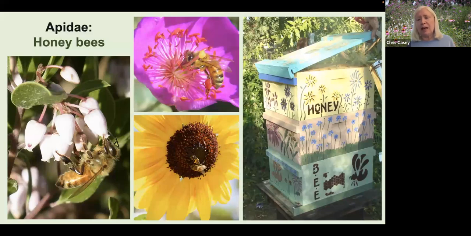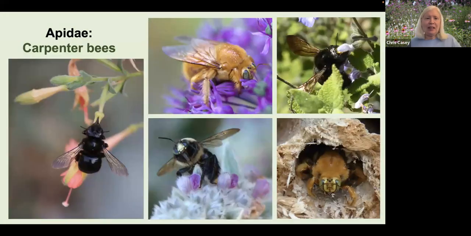Honeybees, of course, are kept mostly in managed hives by beekeepers, although there are feral bees as well that have escaped from hives and are living in tree cavities, and hopefully not in anyone's wall or roof cavity, but that is not unusual, unfortunately. In the same family, probably the next most common would be the carpenter bees.